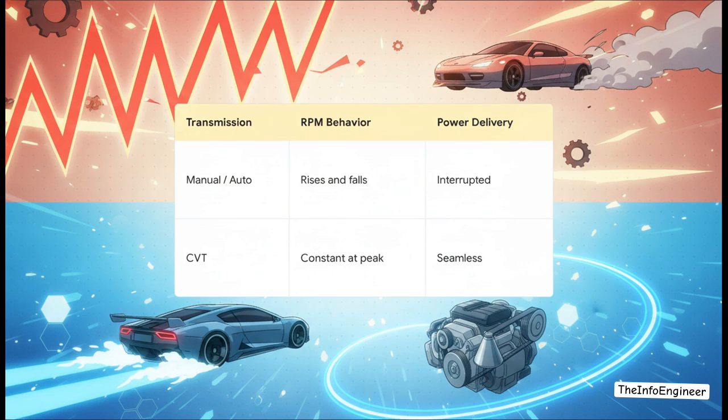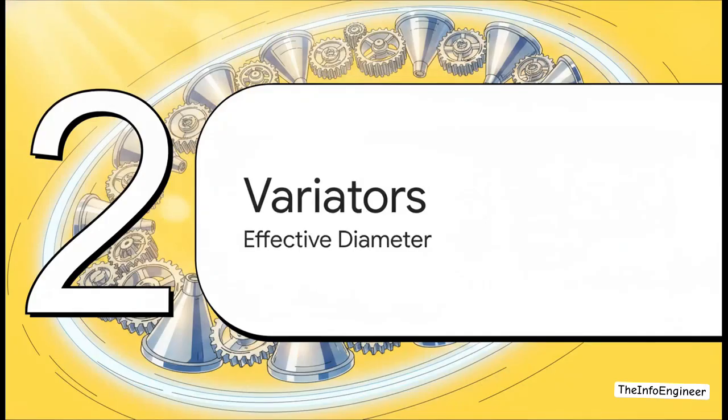With a manual or a traditional automatic, those fixed transmission ratios literally force your engine out of its optimum power band. You get this jagged sawtooth pattern on an efficiency graph, right? You rise to a peak, shift, and fall back down, which completely interrupts power delivery and causes what engineers call shift shock. A CVT, though, continuously adapts. The RPM behavior stays constant right at its absolute peak, tracking perfectly along that optimal efficiency line. The power delivery is totally uninterrupted and seamless, so you get maximum fuel economy and maximum power exactly when you need it.